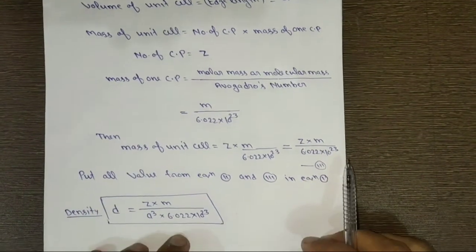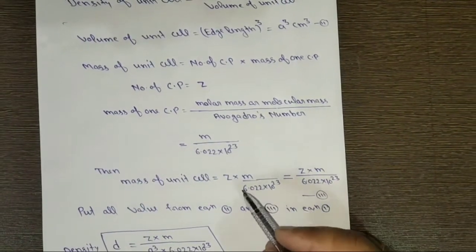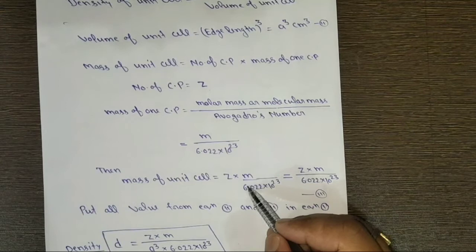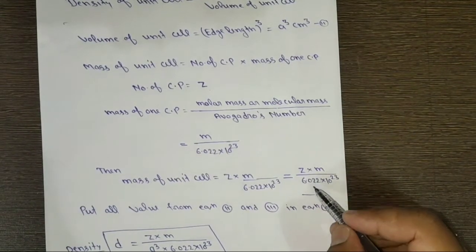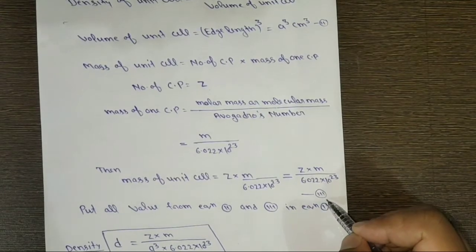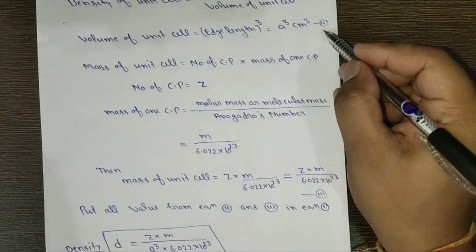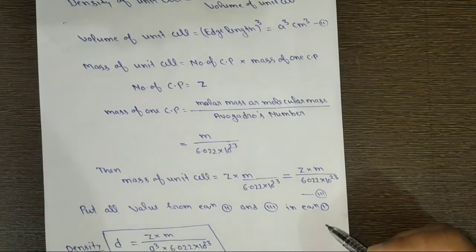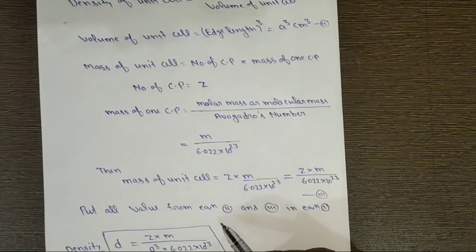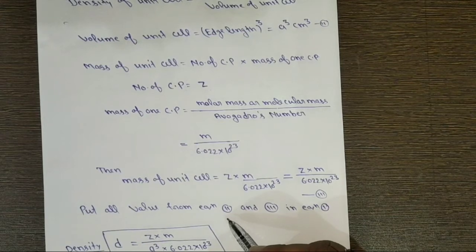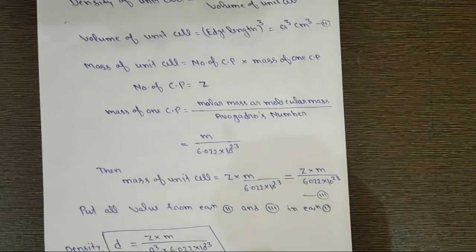Then mass of unit cell is equal to Z into M upon 6.022 into 10 to the power 23. This is equation number 3. Volume of unit cell is equation number 2 and mass of unit cell is equation number 3. Put the value of volume of unit cell from equation 2 and mass of unit cell from equation 3 in equation 1.